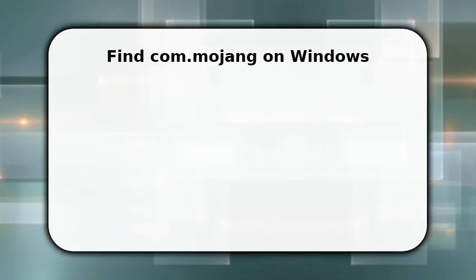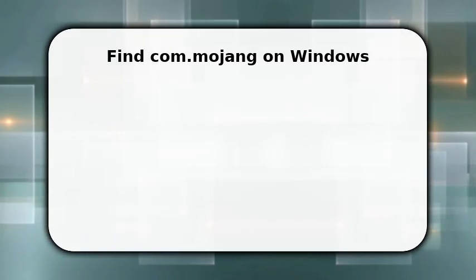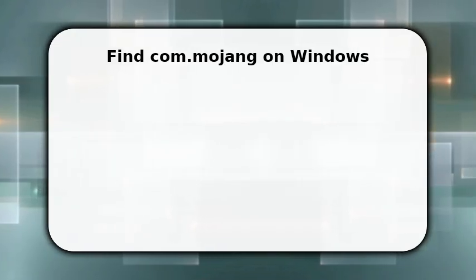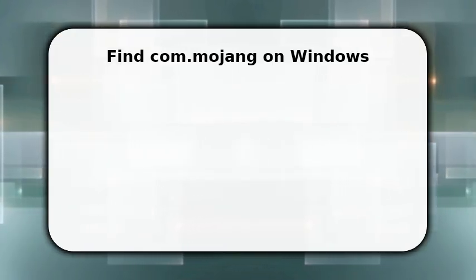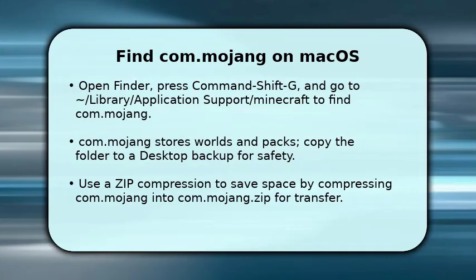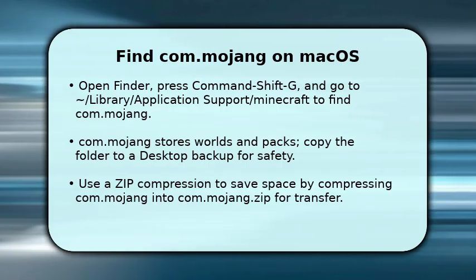Open Finder to access the Minecraft data on Mac OS. Press Command-Shift-G, then paste ~/Library/Application Support/Minecraft and press Go. Inside that folder, locate Com.mojang, which stores worlds and add-ons. Select Com.mojang and choose Copy, then paste it to a safe desktop backup folder.